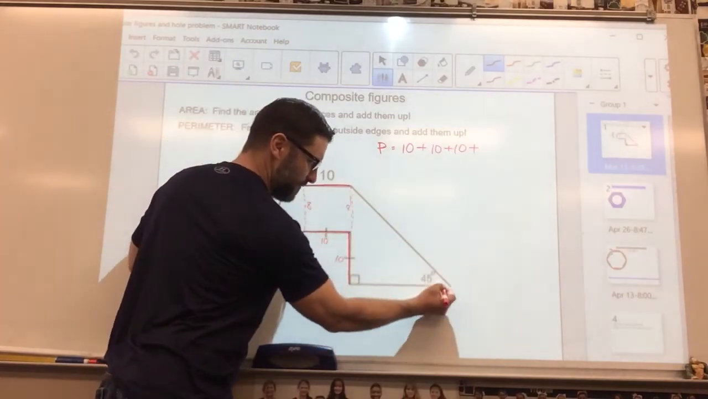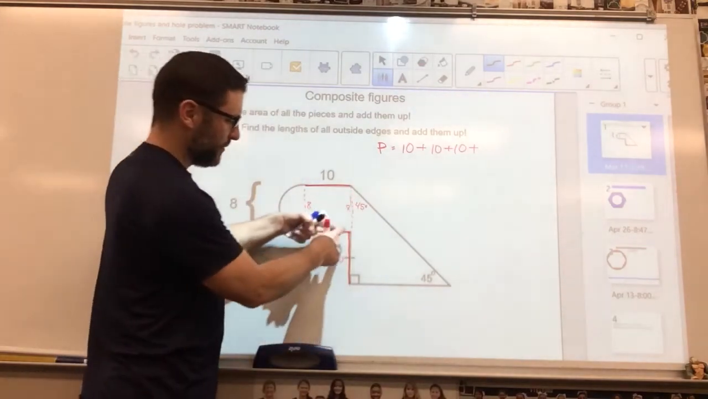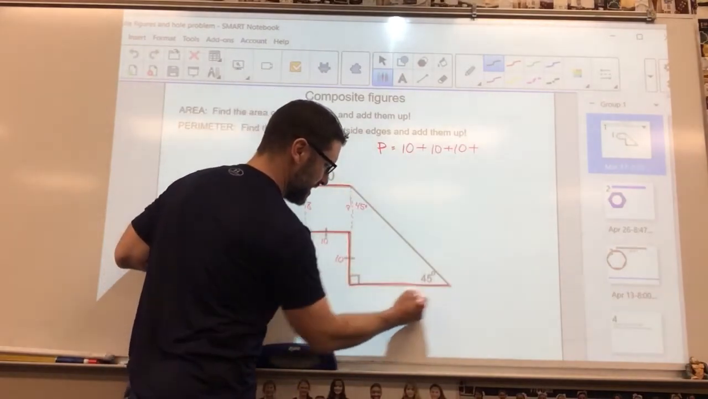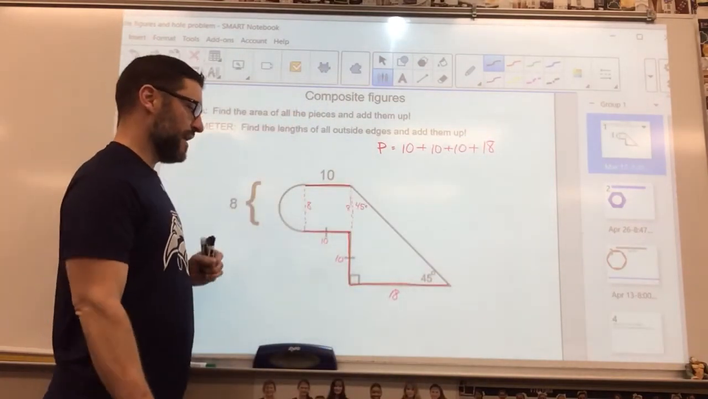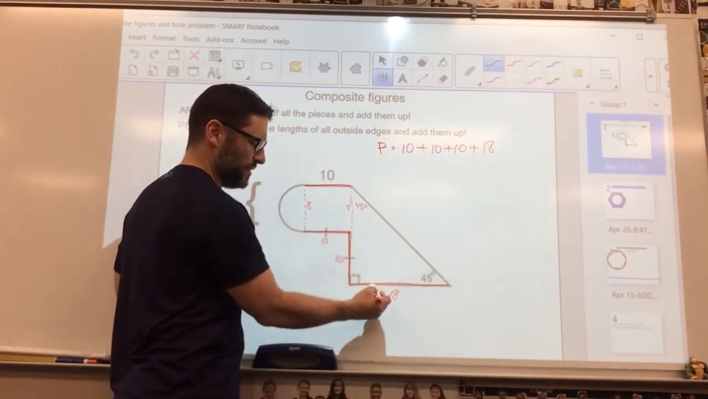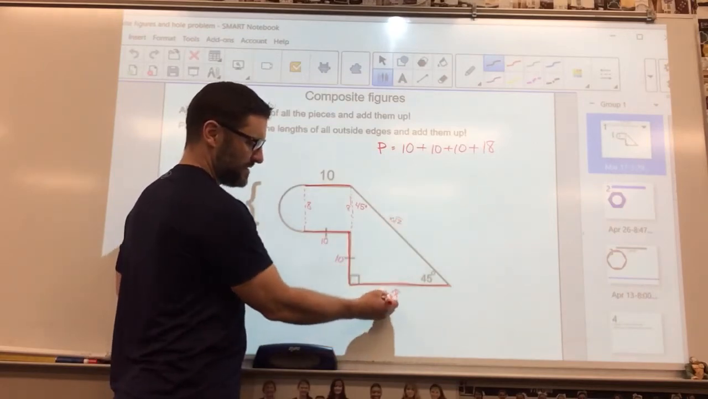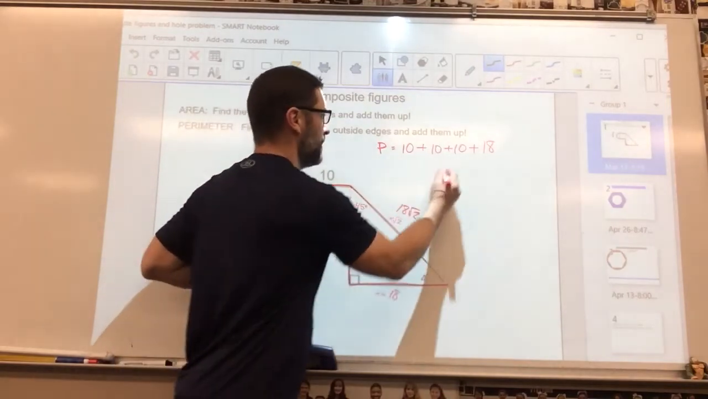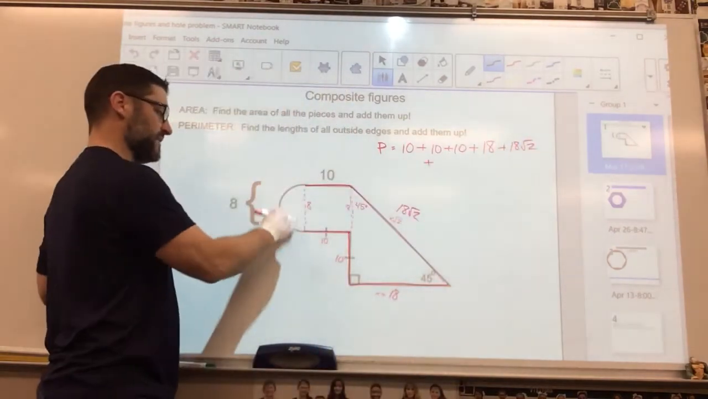And I also notice I have a 45, 45, 90 triangle. In a 45, 45, 90 triangle, the two legs are the same. So if that's 18, I know that is going to be 18. So I have another 18. And then in a 45, 45, 90 right triangle, it goes x, x, x radical 2. So if this is my x value, this is my x radical 2 value. And if x is 18, then this side over here is 18 radical 2. Plus 18 radical 2. And then all I got to do is add on this curvy part.